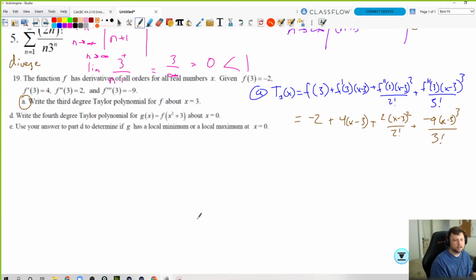Now, part D, this is where it tripped me out a little bit and the way I did this. I'm going to show you how you might have done this because I haven't told you some of the substitutions here.